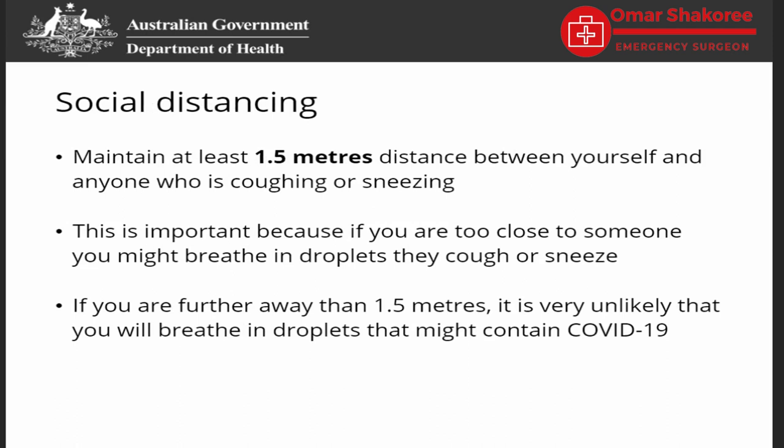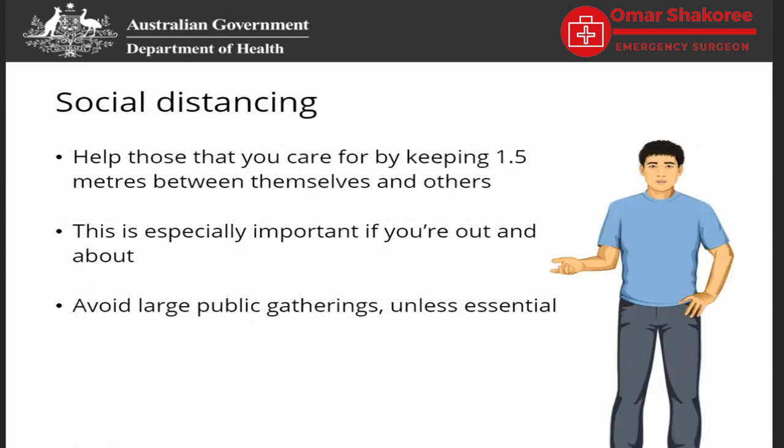Number three, in how to avoid infection, is social distancing. Put a distance between you and other people. So maintain at least 1.5 meter distance between yourself and anyone who is coughing or sneezing. This is important because if you are too close to someone, you might breathe in a droplet that they cough or sneeze. If you are further away than 1.5 meter, it's very unlikely that you will breathe in a droplet that might contain COVID-19.